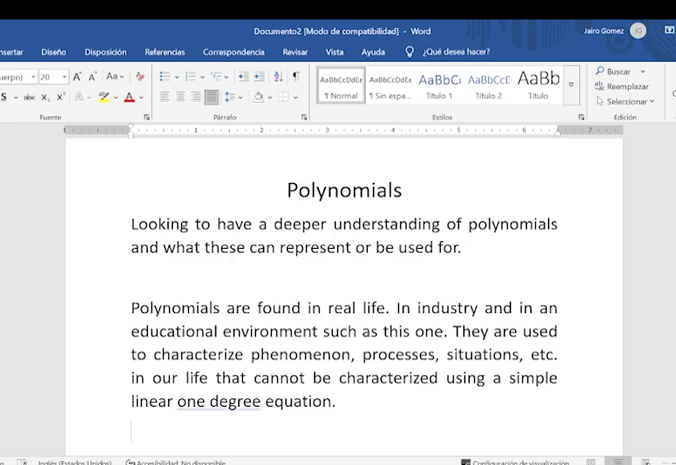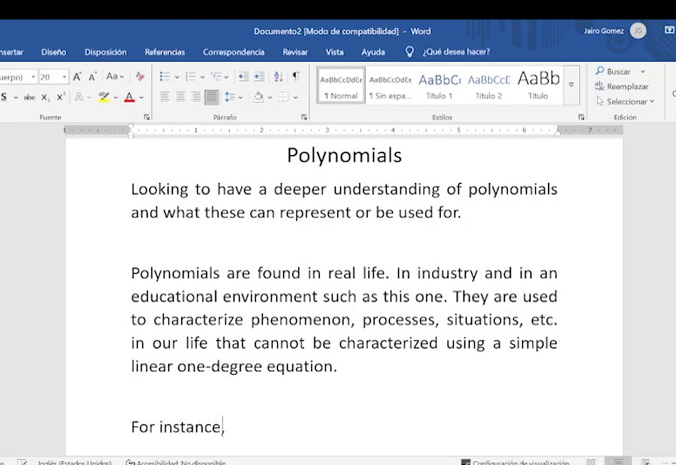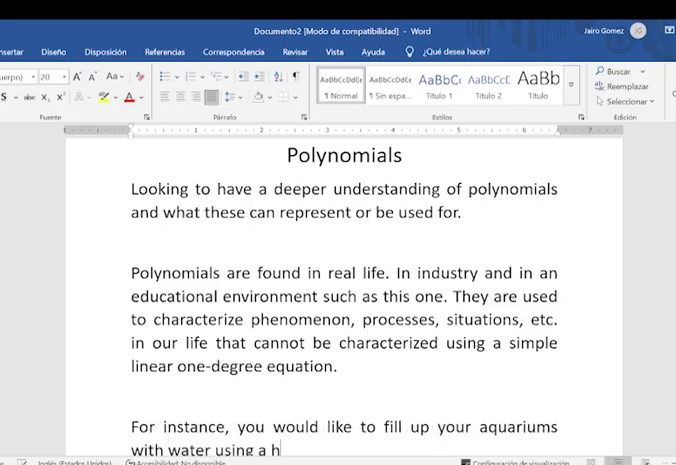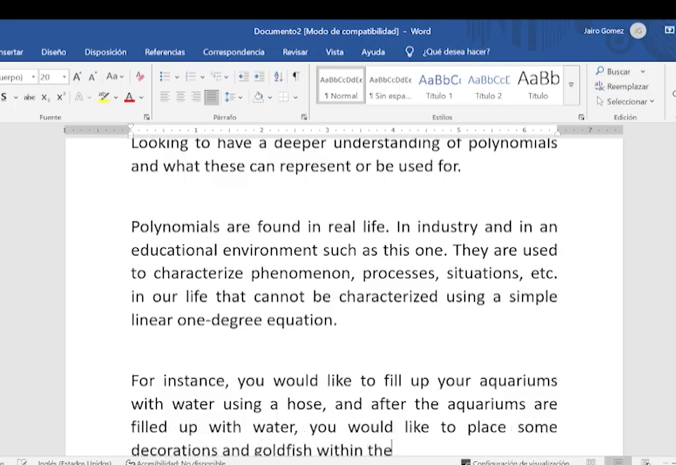So in order to make this a little bit more apparent, I came up with one scenario. For instance, you would like to fill up your aquariums with water using a hose, and after the aquariums are filled up with water, you would like to place some decorations and goldfish within the aquariums.